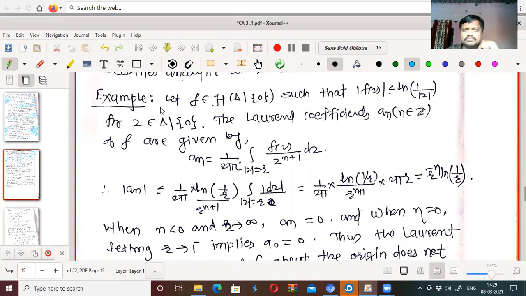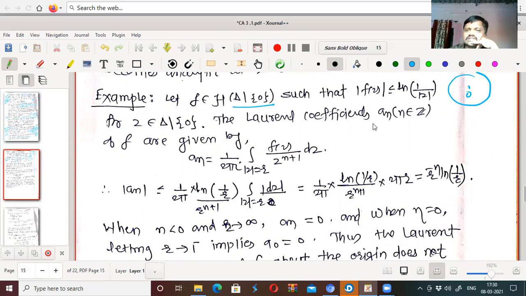Now we have one more example. Let f be analytic in this disk except at 0. The function is analytic in this disk except 0. Suppose this is the 0 point, such that mod of f(z) is less than or equal to log of 1 upon mod z, for z again belonging to the same disk except at 0.